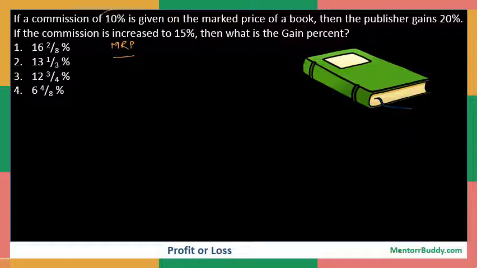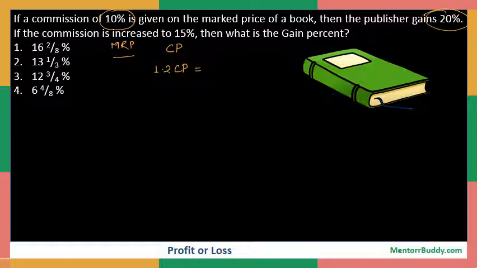A commission of 10% is given on the marked price of a book. Then the publisher gains 20%. That means a 20% profit happens when the product is sold at 10% less than the marked price. That means if the cost price of the book is CP and the gain is 20%, then the selling price should be equal to 1.2 of CP.